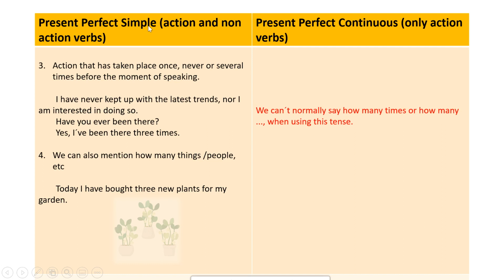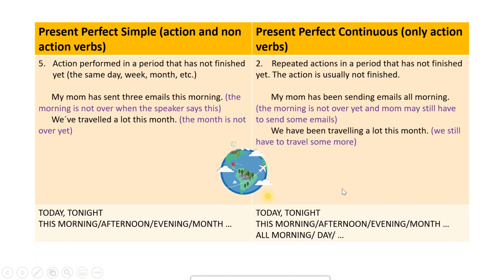Other uses of present perfect simple. For an action that has taken place once, never, or several times before the moment of speaking. Yeah, so I can say, I've been there 3 times, I've never done that, okay? Or if we want to mention how many things, how many people, etc. Okay? We do not, or not normally, say how many times or how many anything when using present perfect continuous.